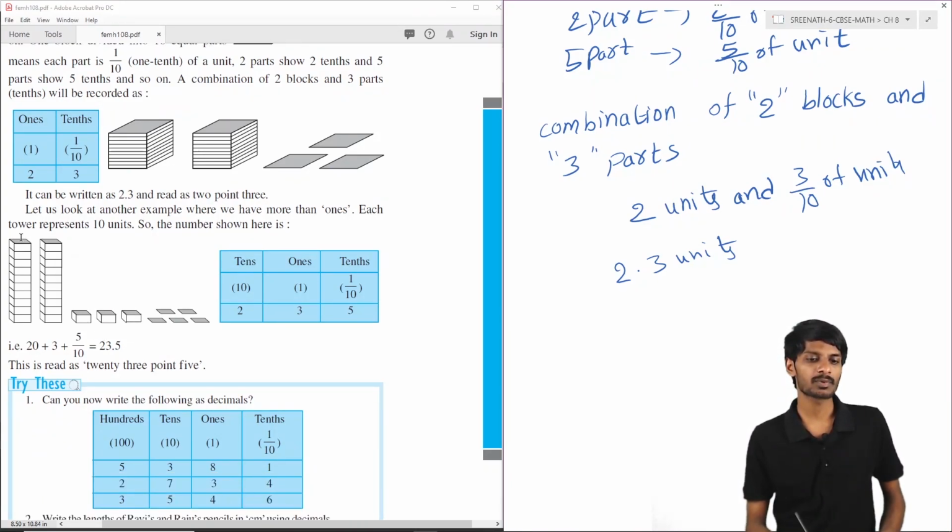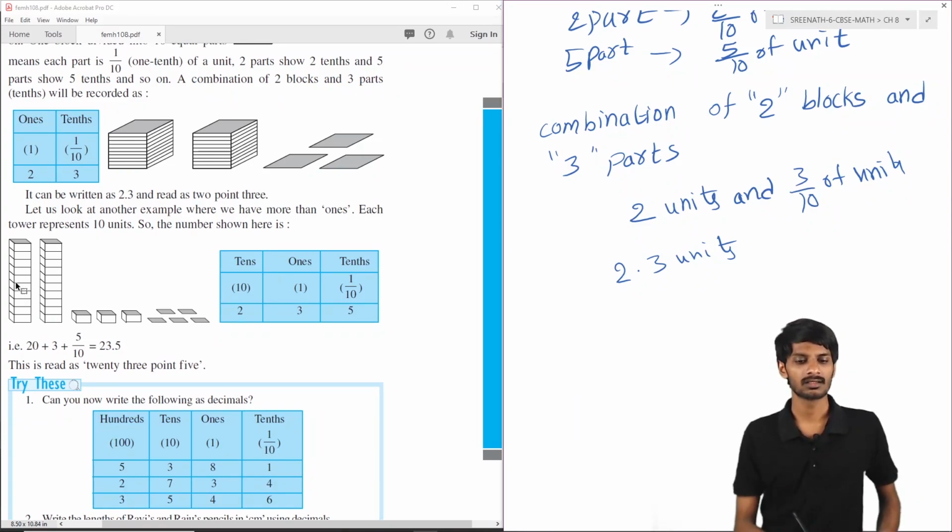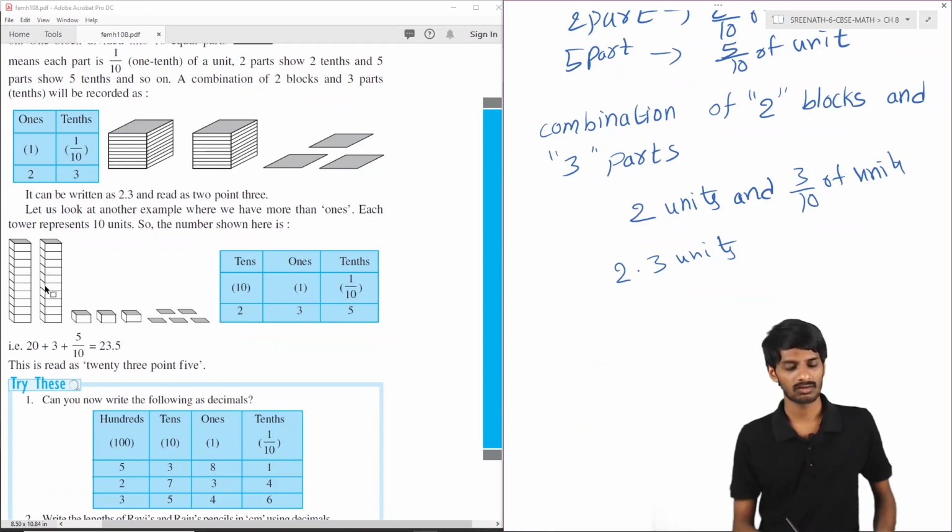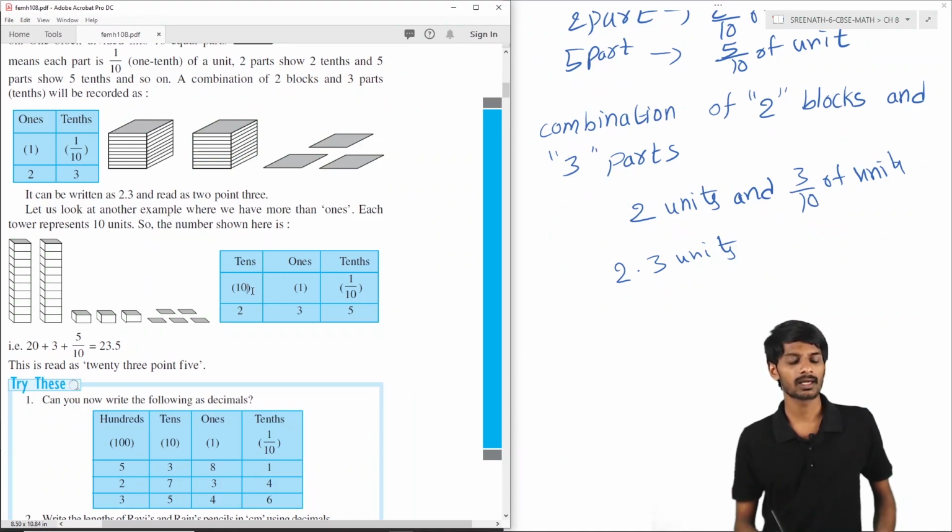So each tower represents 10 units, students. Okay, each tower represents 10 units. So how many towers? There are 2 towers. So there is 10 units, 10 units. How many 10 units are there? 2. And these are ones. How many ones? 1, 2, 3. So 3 units are there. And how many parts? 1, 2, 3, 4, 5. 5 parts. So that is 5.